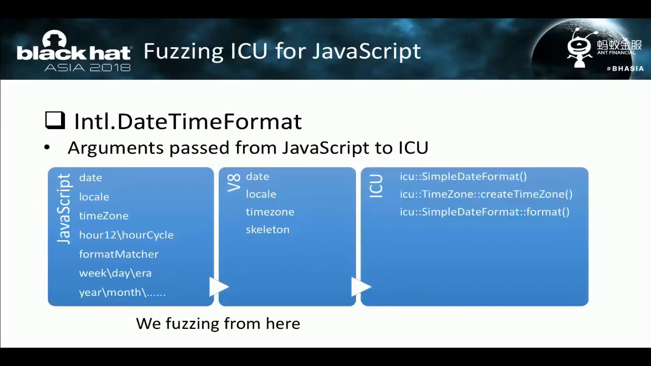Let's check the arguments passed from JavaScript to ICU. On the JavaScript side, there are dozens of arguments, but after the processing of V8, there are only 4 arguments left for ICU. The only 4 arguments left are date, locale, time zone, and skeleton. We start fuzzing just before ICU, from here.